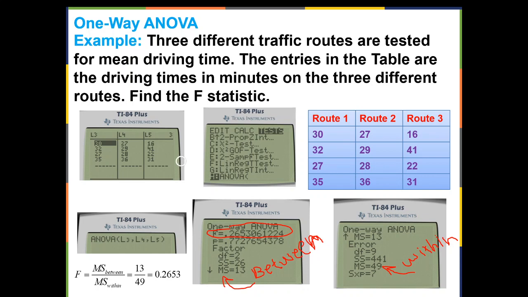So what you do, you go to Stat, Tests, and under Stat Tests, you go to the last one, ANOVA. Then it goes to the home screen. Right after it, you put wherever you have the data. Now, I have it in L3, L4, and L5. So I'm going to put L3, L4, and L5 here, with commas in between, and then press Enter. That's it. The test is done.